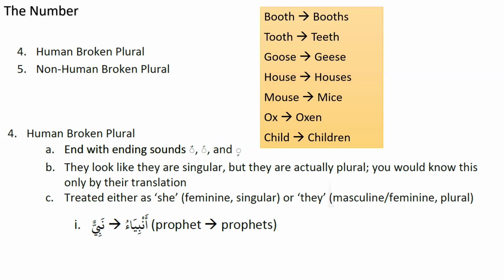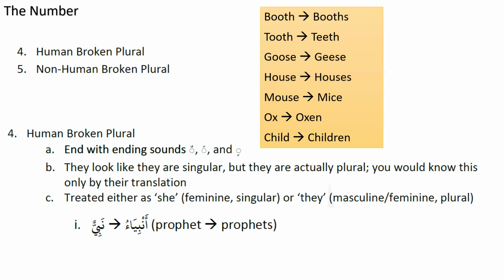Now, when you know this is a broken plural, a human broken plural, because prophets are human, right? So it's a human broken plural. Although it's a broken plural, Anbiya means prophets. So not one prophet. Maybe like, if I talked about Allah sending three prophets to a city, three prophets is Anbiya.